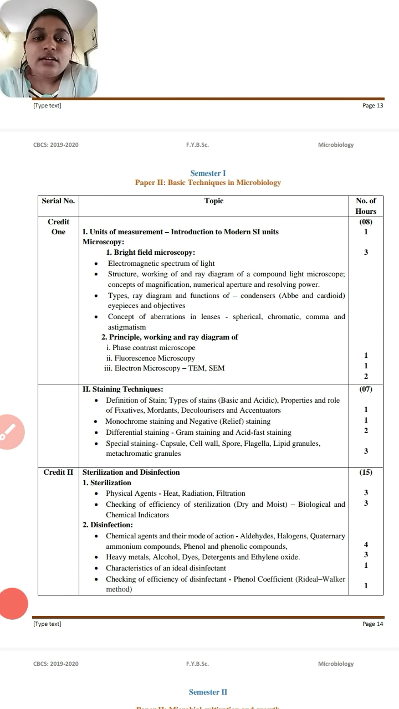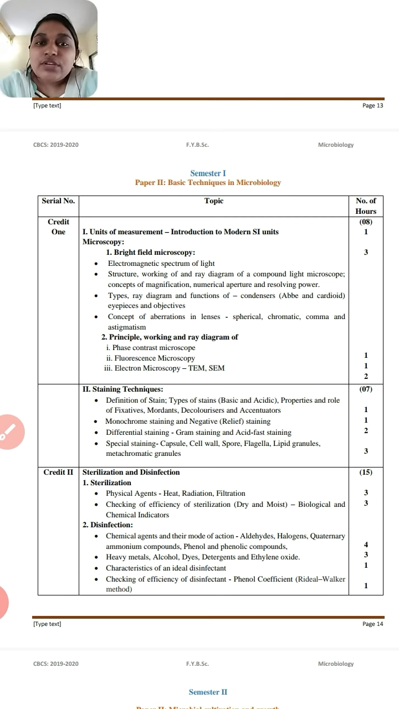So after that, in the second unit of credit one, we have staining techniques. So what is a stain? A stain is a coloring agent. In normal language we call it a dye, but for biological purposes we call it a stain. Stains are of different types, which help us distinguish between different groups of microorganisms, like acidic stains and basic stains. We will study their properties and the role of fixatives, mordants, decolorizers and accentuators.